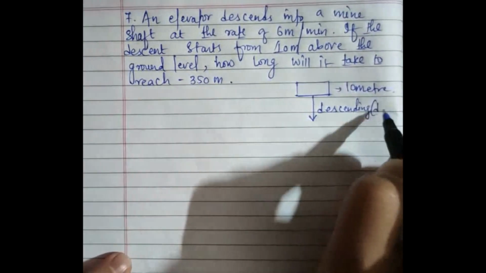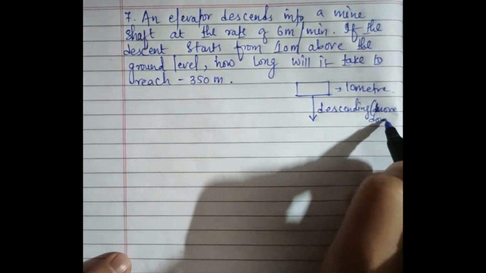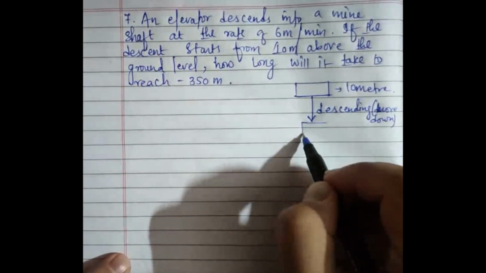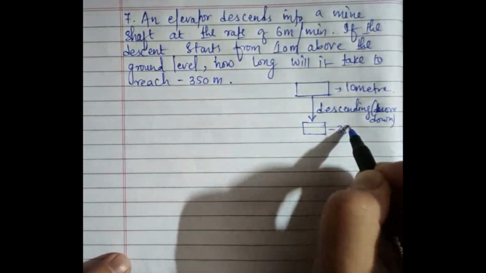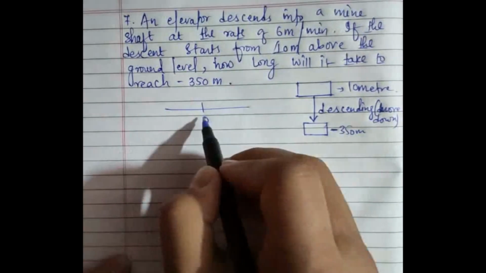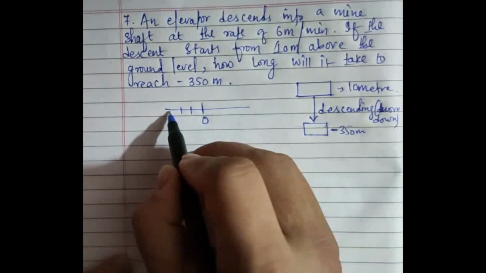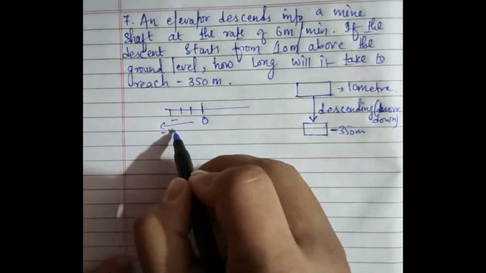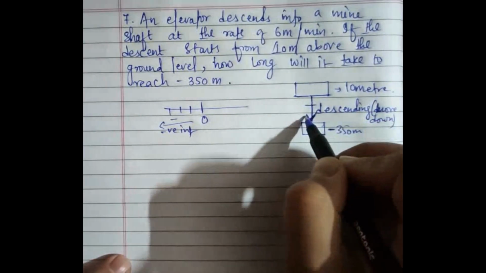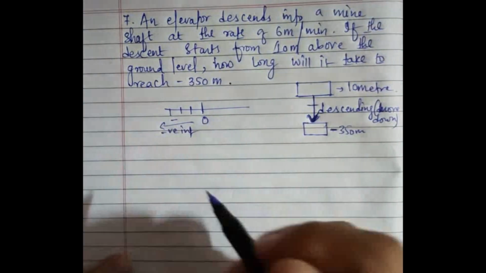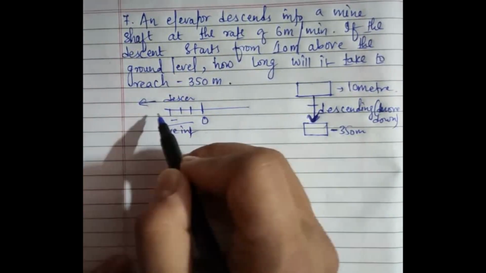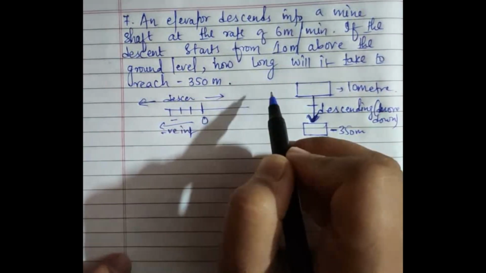Descending means to move down. That is below the ground level. Below the ground level it is moving, and it has to reach -350 meter. That is why -350. You know that in the number system, below the 0 was your negative integer, isn't it? It was a negative integer. So similarly this is your negative integer below the ground level, that is, it is descending. If you go down it is descending, if you move up it is increasing, isn't it?